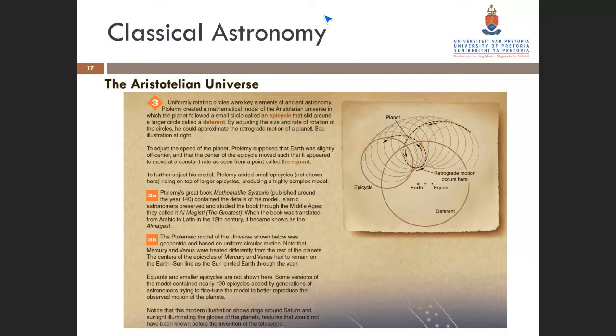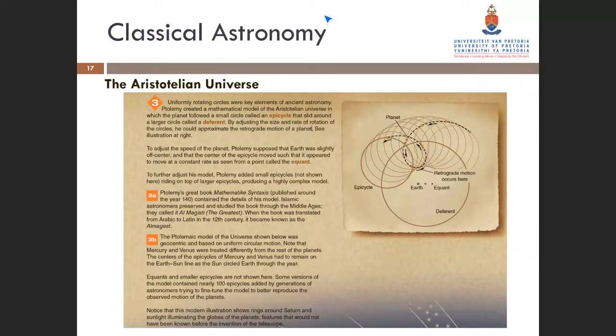The centers of the epicycles of Mercury and Venus had to remain on the Earth-sun line as the sun circled Earth through the year. Equants and smaller epicycles are not shown here. Some versions of the model contained nearly 100 epicycles, added by generations of astronomers trying to fine-tune the model to better reproduce the observed motion of the planets.